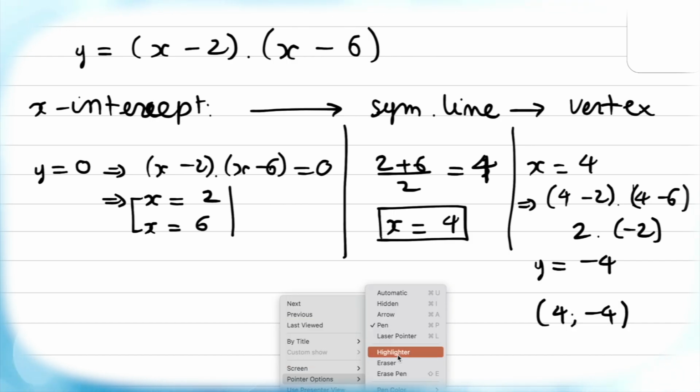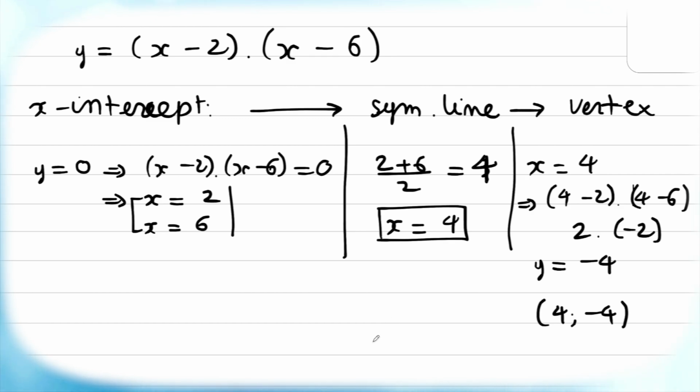After this step, we got the vertex here, we got the symmetrical line here, and we got the x-intercept here. So the factorized form is very easy for determining the x-intercept. When you have the x-intercept, you can figure out the symmetrical line. When you have the symmetrical line equation, you can figure out the vertex of the parabola.